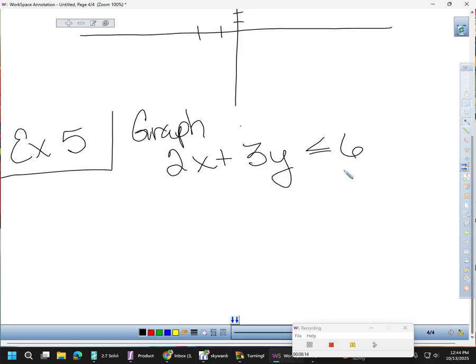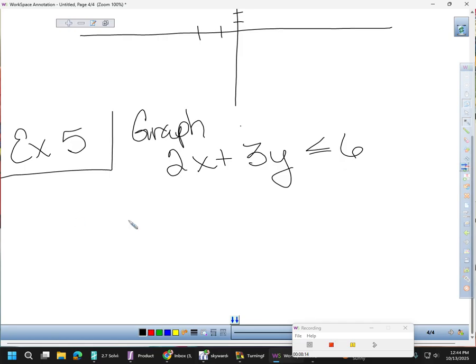All right, so we have 2x plus 3y is less than or equal to 6. So we have 2 options. Option 1, we get y by itself. Option 2, what do you think, Zayden? What's option 2? Okay, cover up, I like it, right?